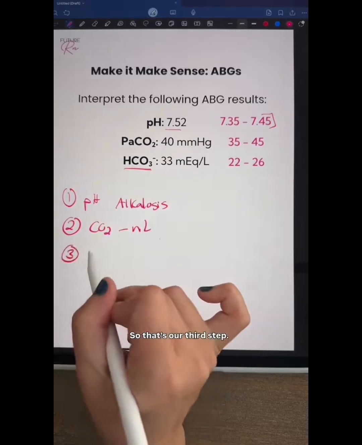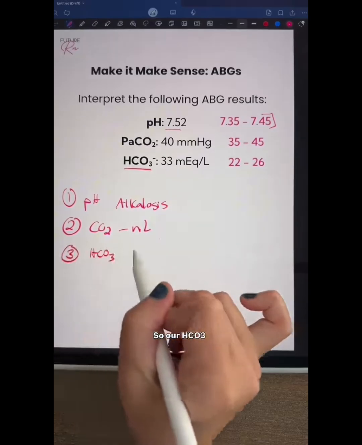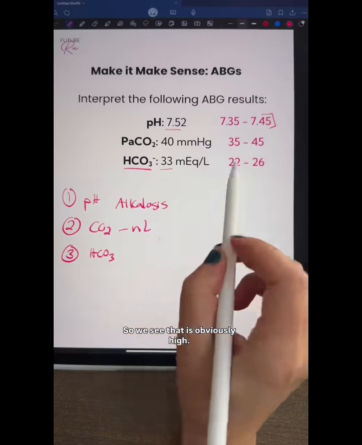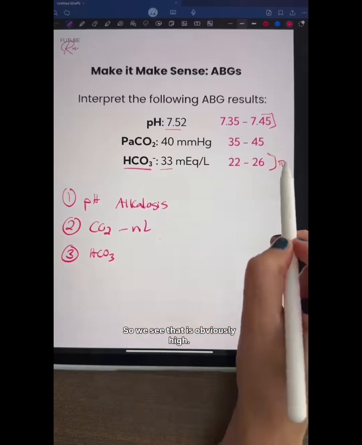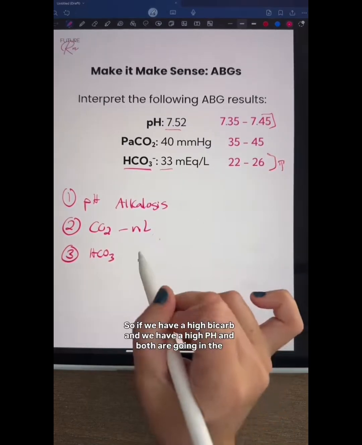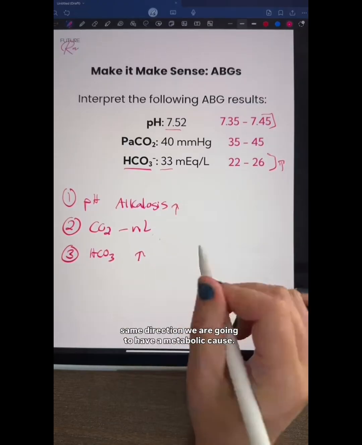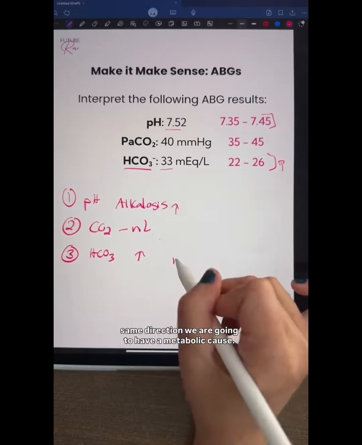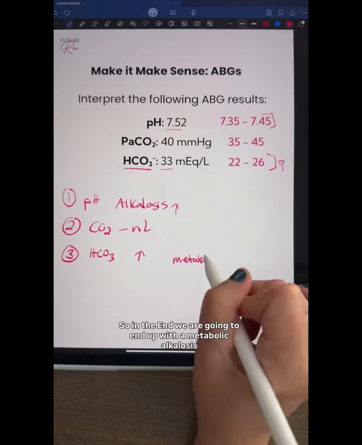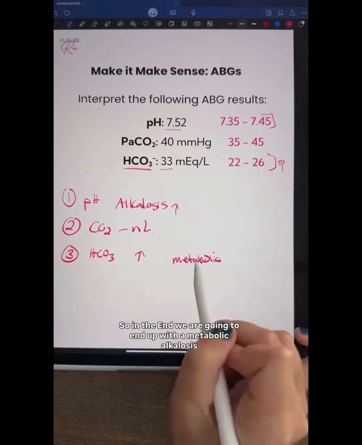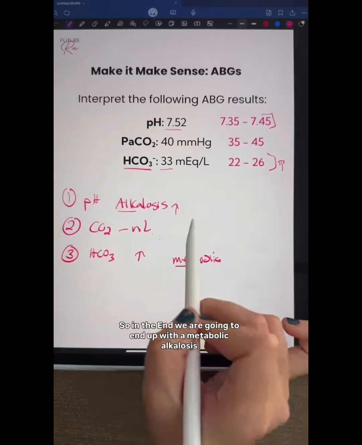So if our CO2 is normal, then we're going to go ahead and look at our bicarb. So that's our third step. So our HCO3 is 33. So we see that is obviously high. So if we have a high bicarb and we have a high pH and both are going in the same direction, we are going to have a metabolic cause. So in the end, we are going to end up with a metabolic alkalosis.